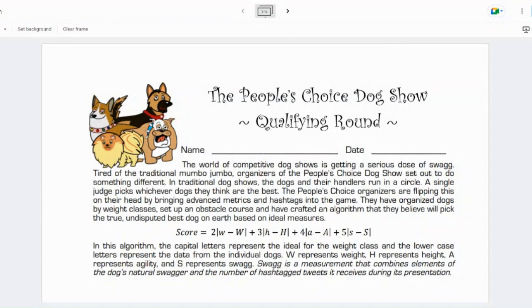Hey guys, welcome to today's activity. Today you are going to be dog show judges. The People's Choice Dog Show. Here are the directions.